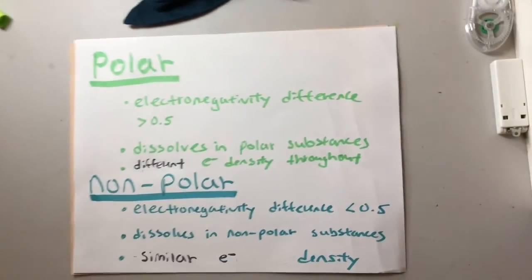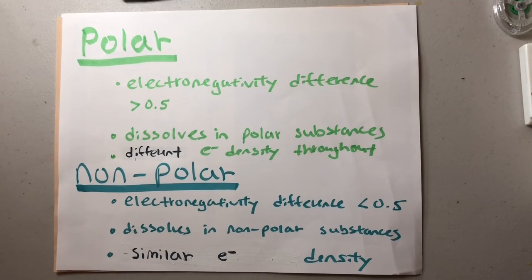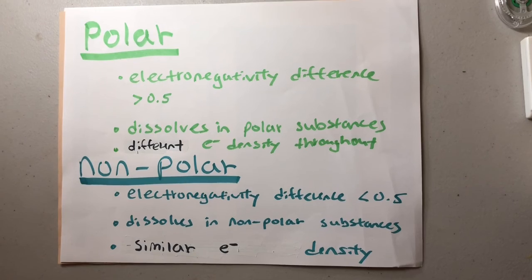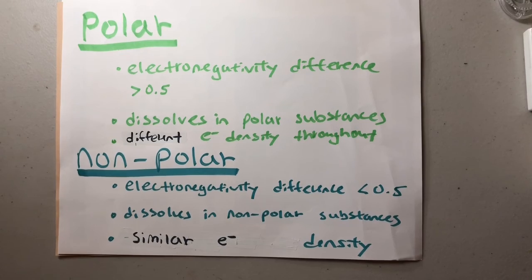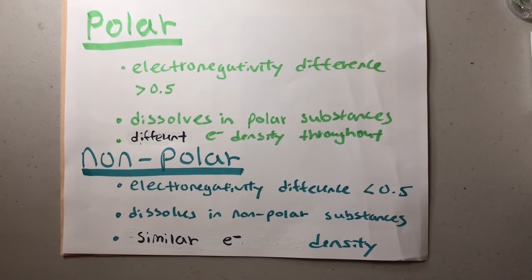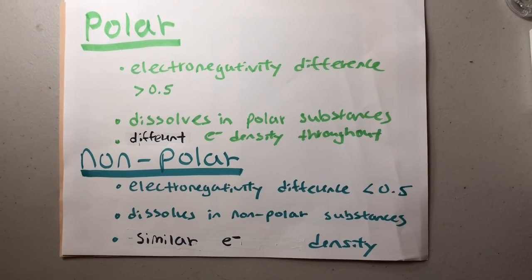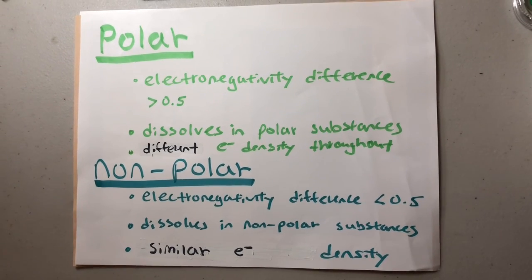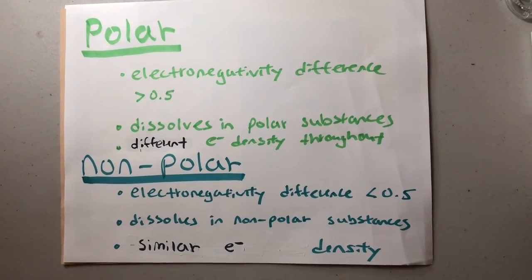Before we talk about what each of the bonds are, let's talk about the differences between polar and nonpolar and what it means. Polar means that the elements that make up the molecule have an electronegativity difference of greater than 0.5. And polar substances dissolve in polar substances. There is a difference in electron density throughout the molecule. On the other hand, nonpolar means that there is an electronegativity difference of less than 0.5 between the elements that make up the molecule. It dissolves in nonpolar substances and has similar electron density throughout the molecule.